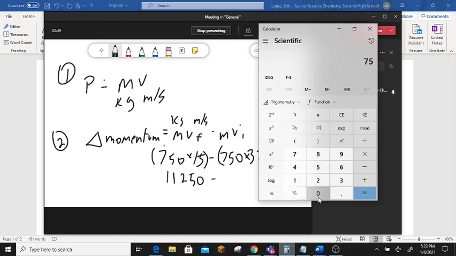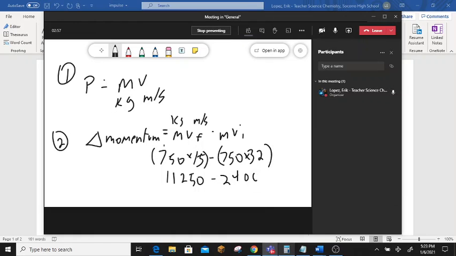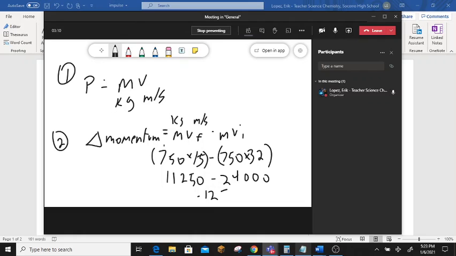750 times 32, 24,000. And then I'm going to subtract the two numbers. 24,000 minus 11,250. And that gives me 12,750. Okay. And this is kilograms times meters per second. That's our change in momentum. Okay, pretty straightforward.